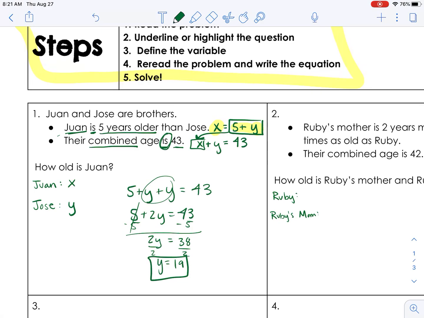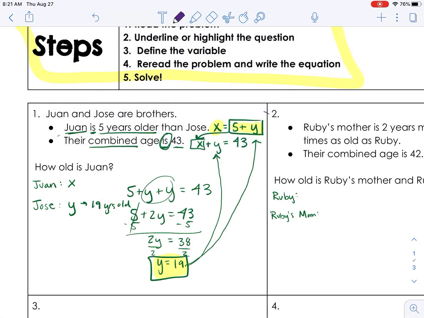So that tells us that Jose is 19 years old. But we're not done. We need to know Juan's age. So guess what? We're going to go plug in Y. So since we know that Y is 19, we can go plug that into either of our other equations to solve. So I'm going to pick the top one because we haven't used it yet. But it really does not matter. I'm going to use a different color so we can see.